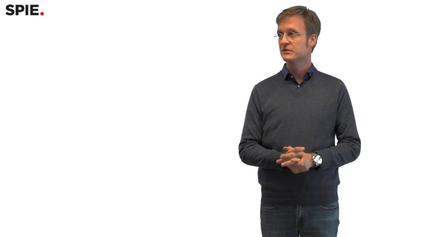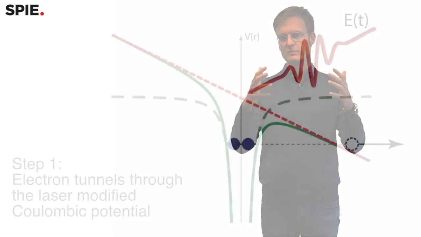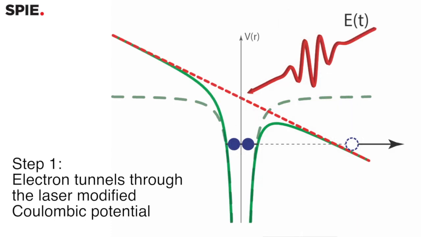So you can think, if you have the laser electric field and it's very strong, so a very intense ultra-short laser pulse, it would, if you illuminate an atom, suppress the Coulombic potential that binds electrons to the nucleus. And then if it suppresses that, an electron can escape, right? We call it tunnel ionization.